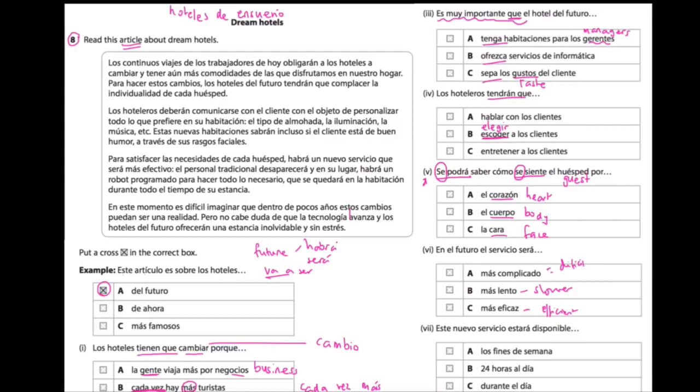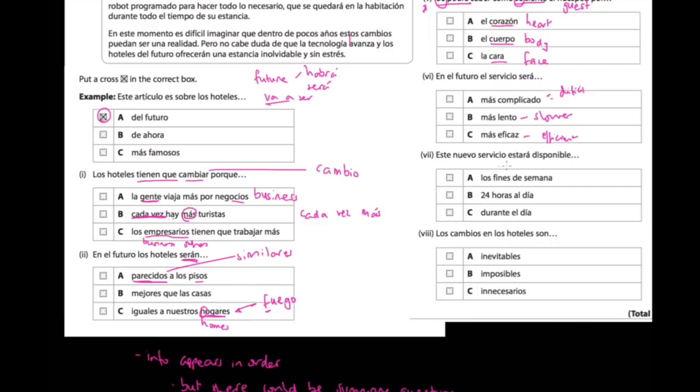Then we've got two more questions. Este nuevo servicio, this new service, estará disponible. Notice, this is a bit of a false friend. It's got nothing to do with disposable or anything like that. This disponible is available. Okay, available. Will be available los fines de semana, at weekends, 24 horas al día, 24 hours a day, o durante el día, during the day.